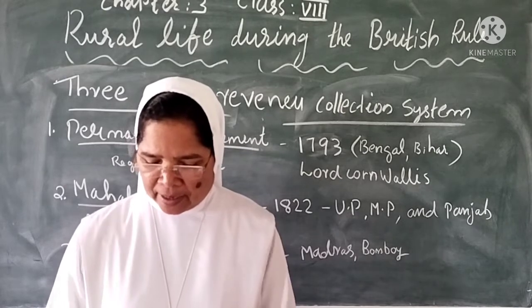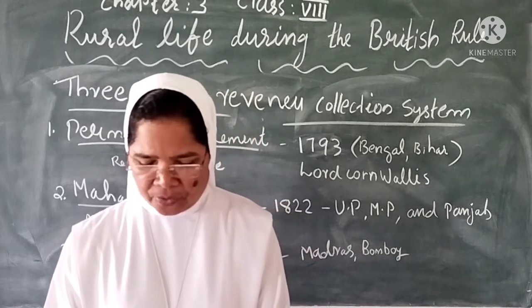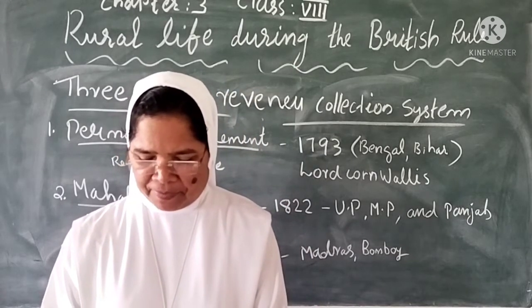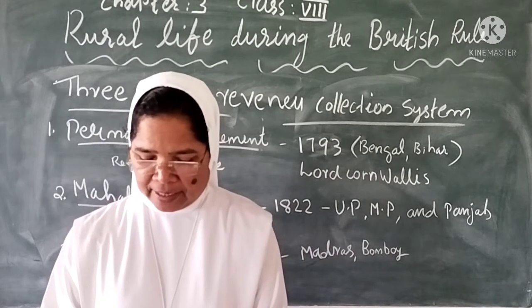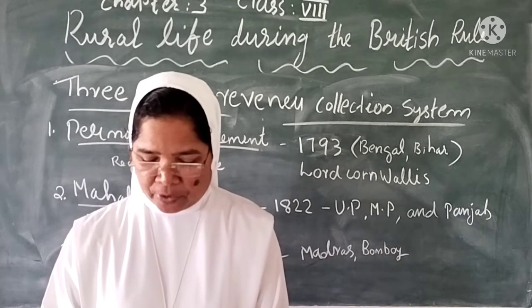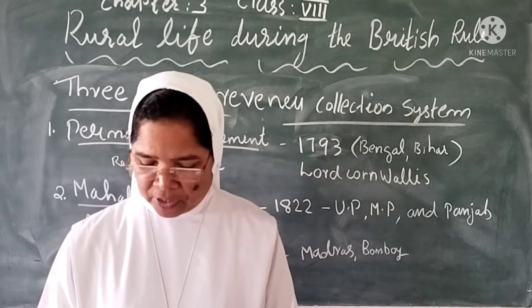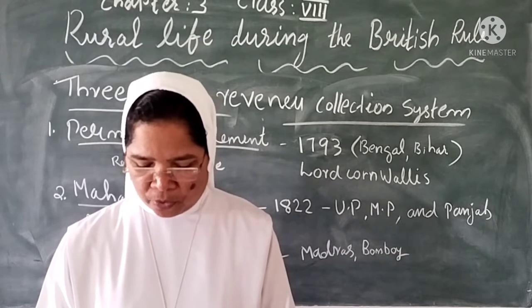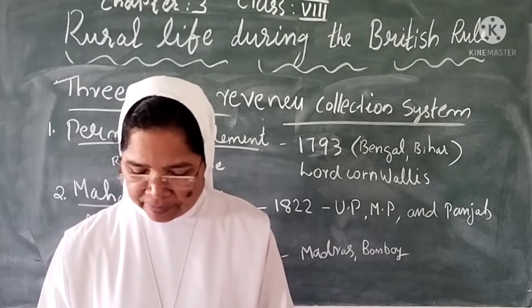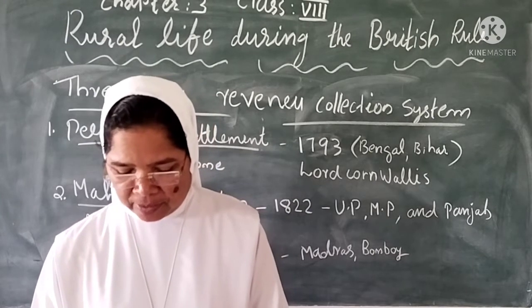This system made the condition of farmers worse. They had to pay a very high revenue and could be evicted if they failed to do so. The zamindars were not interested in investing money to improve the productivity of the land. So while the production declined, the revenue demands of the zamindars went up. To pay the revenue, the peasant was often forced to borrow money from the moneylender. Once the peasants were trapped in debt, it was very difficult for them to get out.